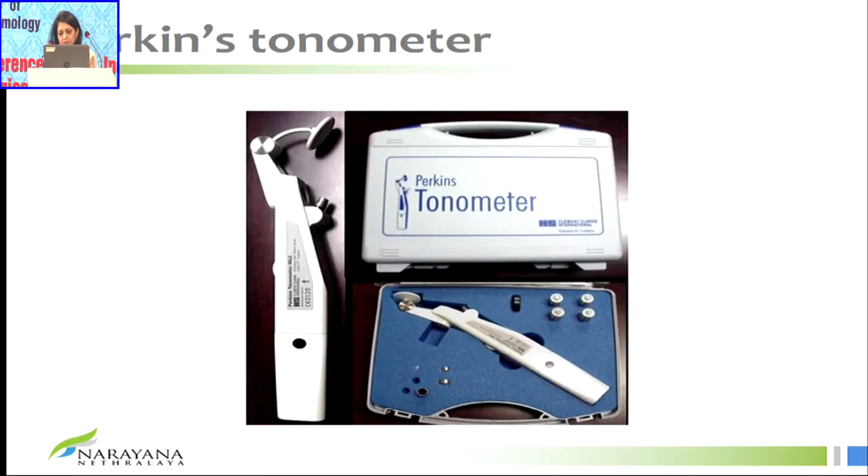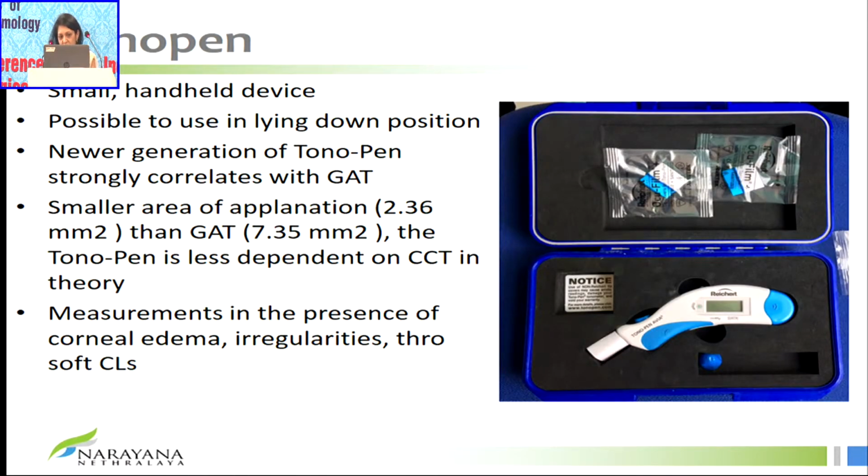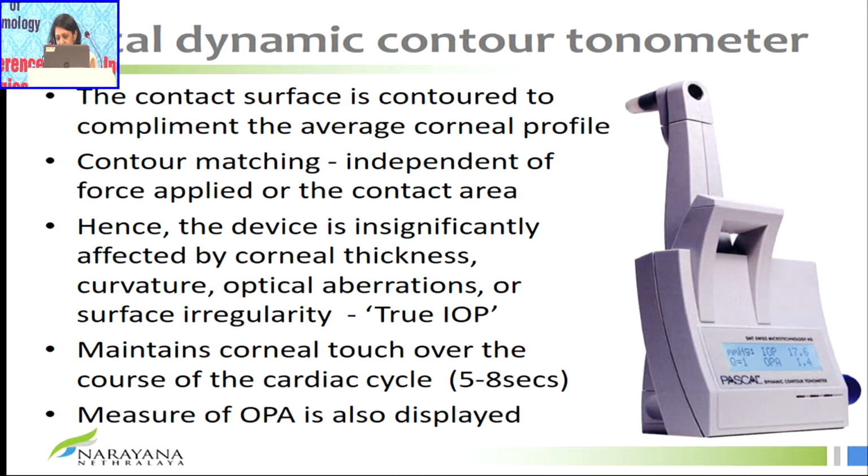Perkins is useful in a supine position. Tono-Pen is a handheld device which, because of its small applanation area, is useful in the presence of corneal irregularities. The Pascal DCT works on the principle of contour matching, again useful when there's corneal aberrations, or it's very insignificantly affected by the corneal thickness.